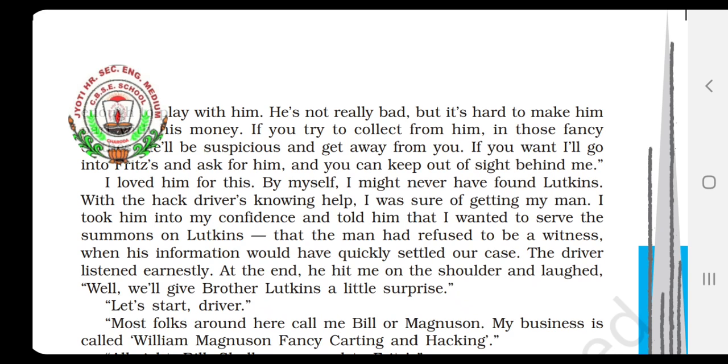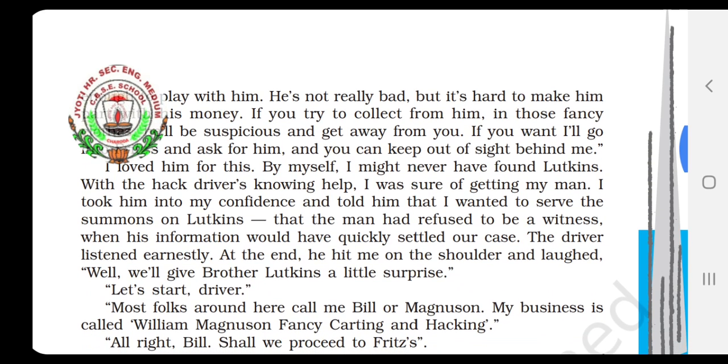He said that he has one letter from the court to be presented in the court. To whom to be presented? Lutkins has to present there, isn't it? And that man had refused to be a witness. Many times the letters had been sent to him, but he never wanted to be a witness in the court. And if he would have come there, that case would have been solved quickly.